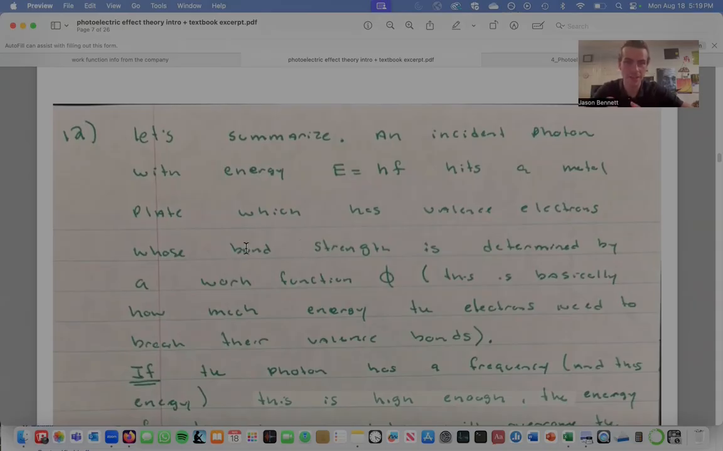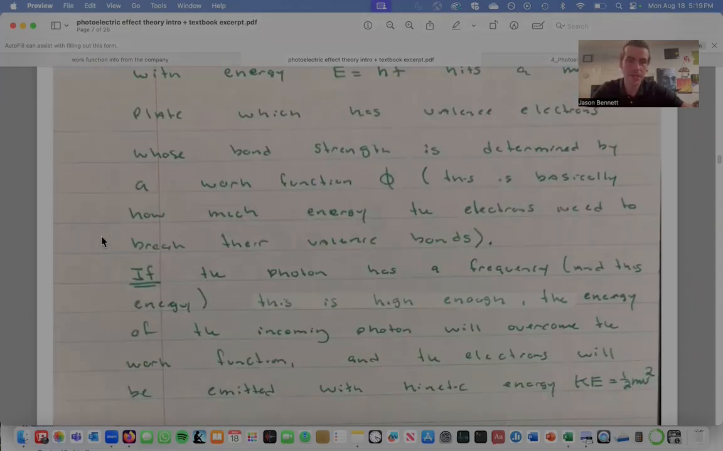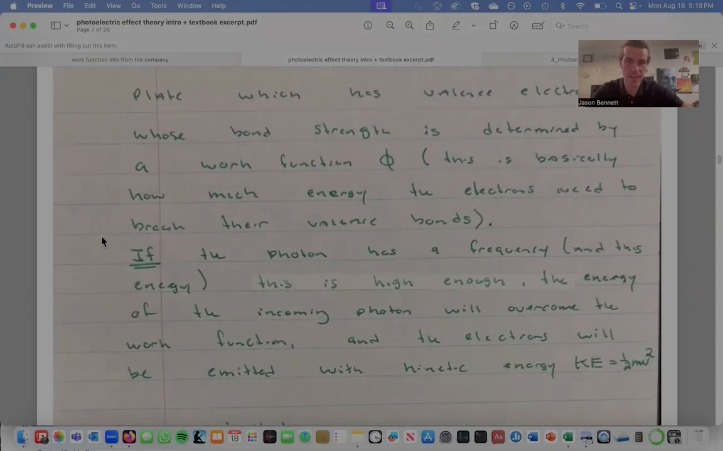The valence bond strength is determined by the work function. It's basically how much energy the electrons need to break their valence bonds. It's just another word for it, in my opinion. So if the photons have a frequency that's high enough, and thus the energy is high enough, then the incoming photon will overcome that work function, and whatever energy is left over will be the kinetic energy of an electron shooting away.